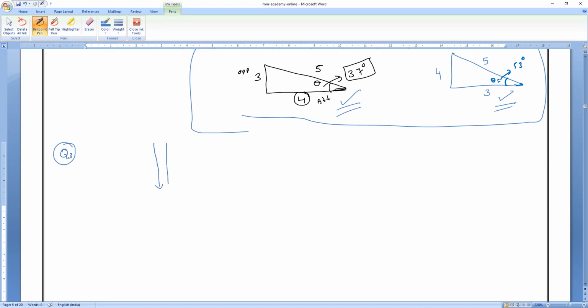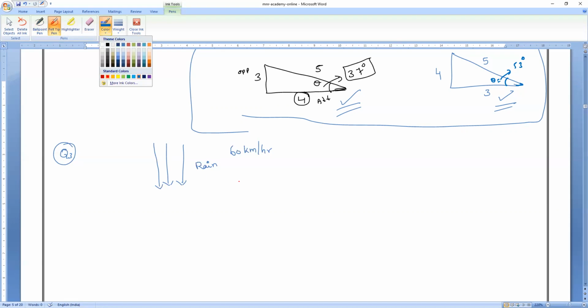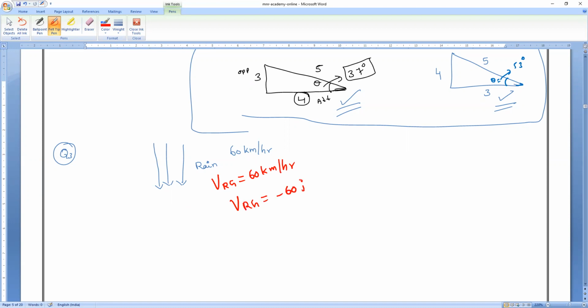The rain is falling vertically downwards. I'm just giving you normal data. So this is the rain. The rain speed is 60 km per hour. Don't use velocity, you can use speed only. Velocity of rain with respect to whom, guys? Ground. Speed of rain with respect to ground is 60 km per hour. Which direction, minus y or plus y? Negative. So minus 60 j cap.